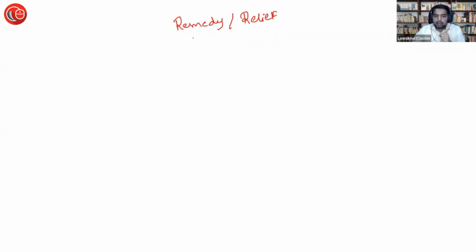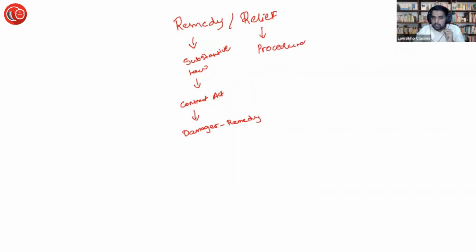See, remedy is the word that we use in substantive law. ठीक है? Substantive law में say Contract Act. In Contract Act, when we say that a person is entitled to a remedy of damages, so we are saying that the damages is the remedy. But the moment that damage you are claiming in court, आप यही डैमेज क्लेम कर रहे हो कोर्ट में, वो रिलीफ बन जाता है.